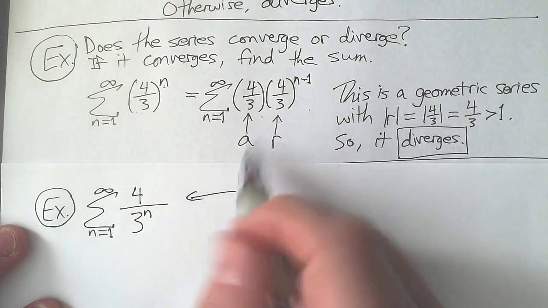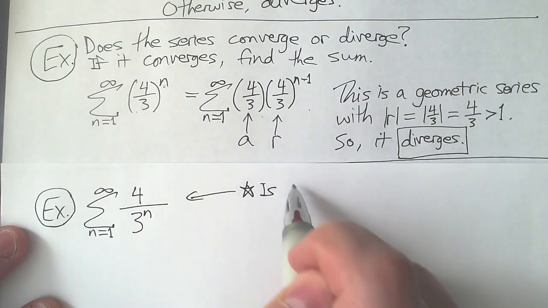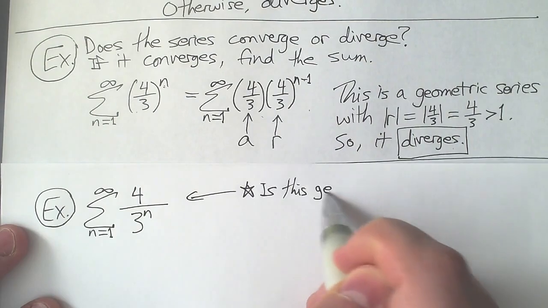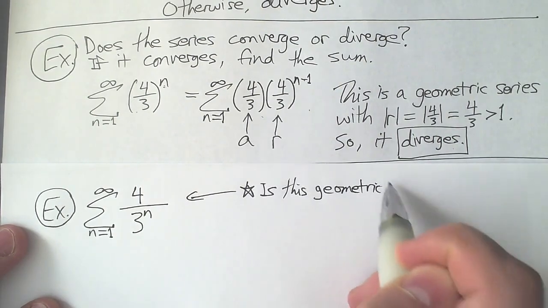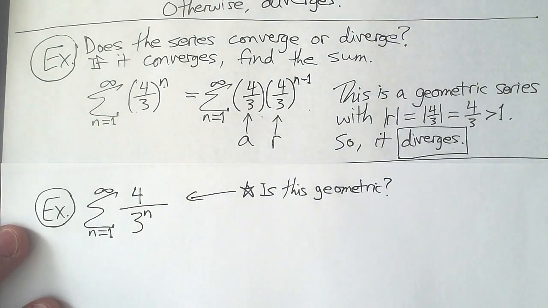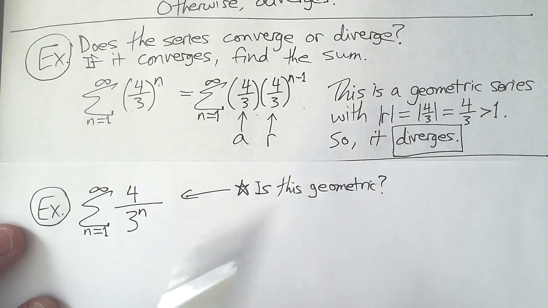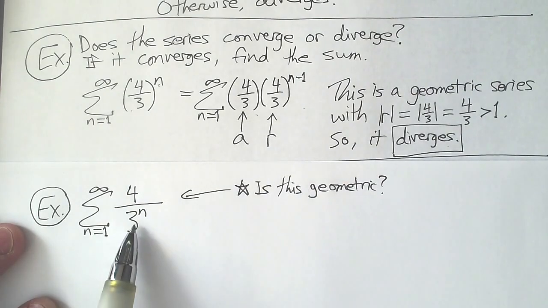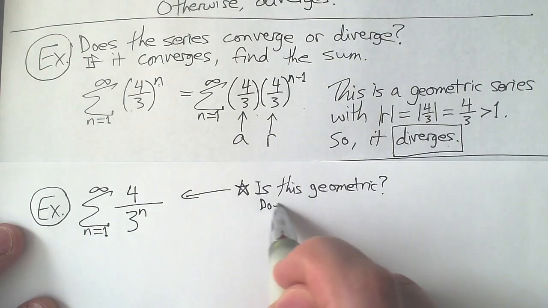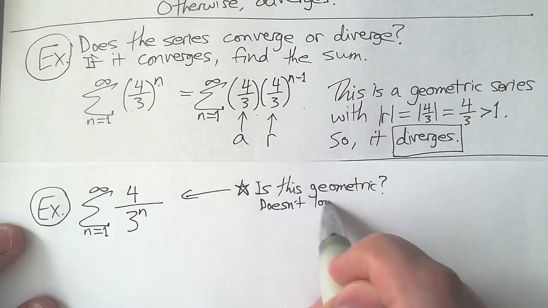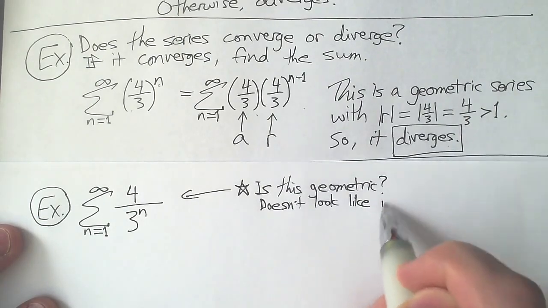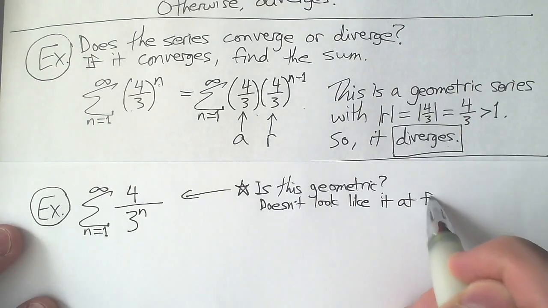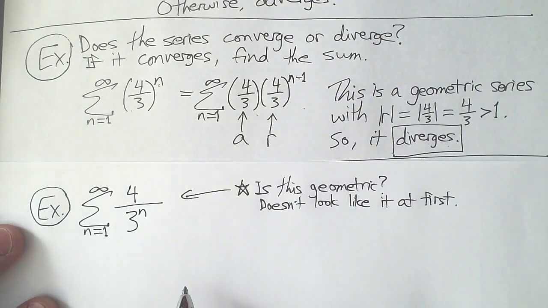So what I want to say about this is, is this geometric? It's not written in the form of the definition of geometric, but we've seen that sometimes a series can be rephrased. So maybe there's something we can do to make this look like the form it needs to be. It doesn't look like it at first, but maybe there's something we can do to rearrange it. So let me show you what I'm thinking.